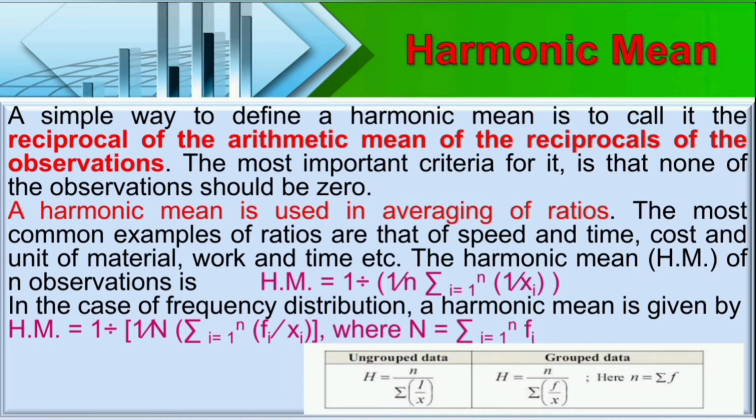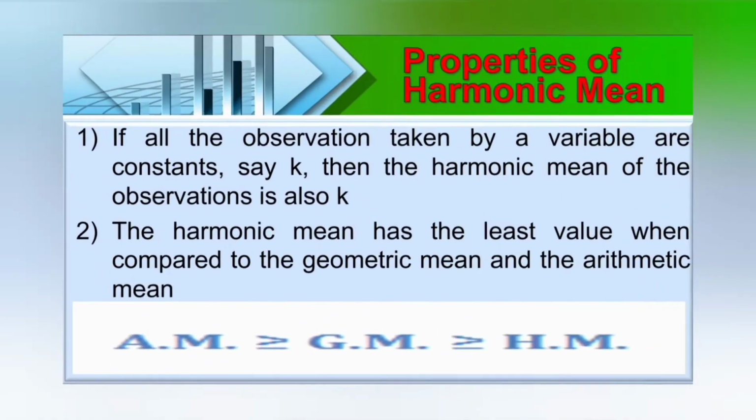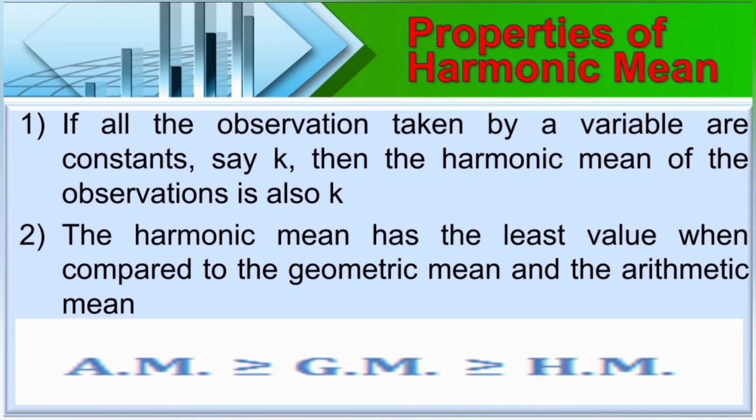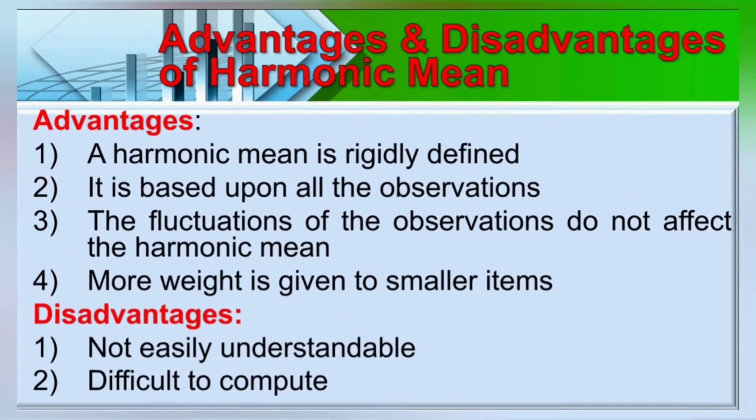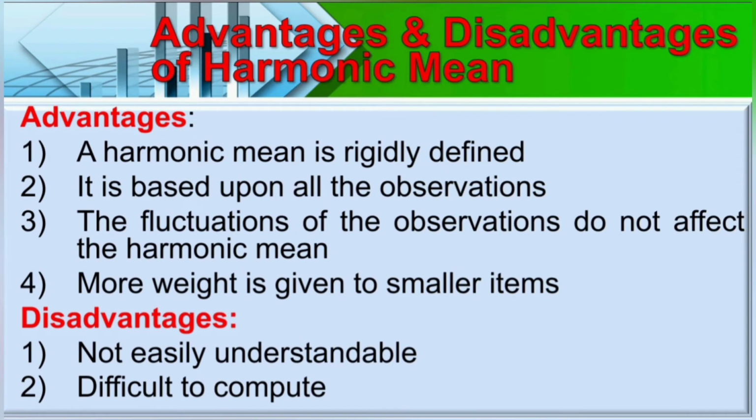The harmonic mean of an observation is as follows. And in the case of frequency distribution, the harmonic mean will be as shown below. Properties of harmonic mean. Number 1. If all the observations taken by a variable are constant, say k, then the harmonic mean of the observations is also k. Number 2. The harmonic mean has the least value when compared to the geometric mean and the arithmetic mean.